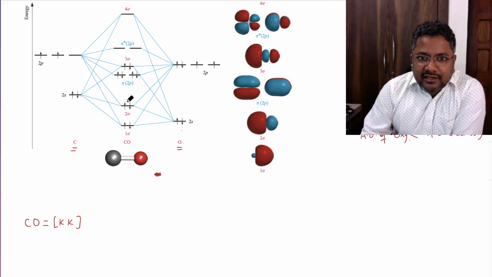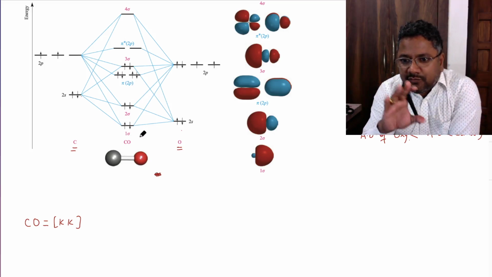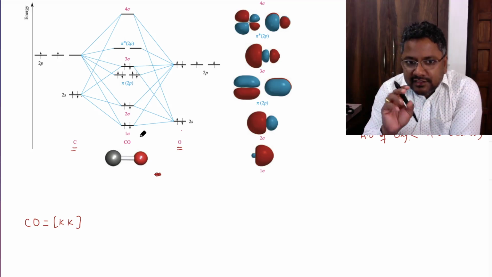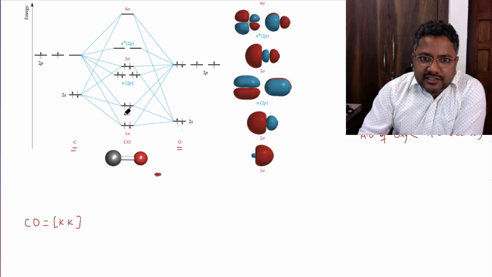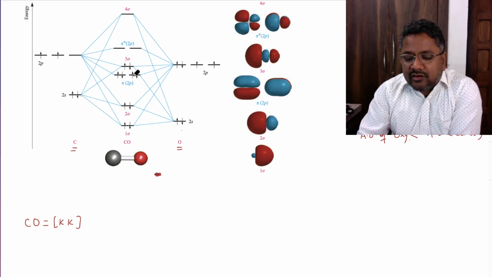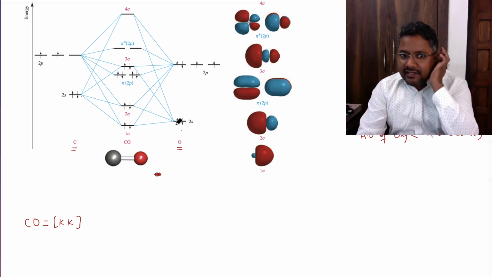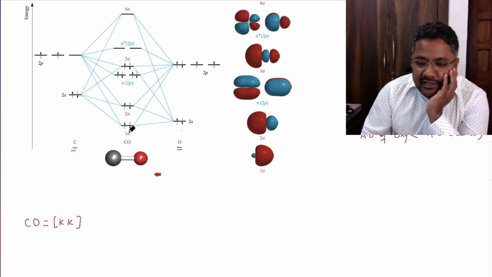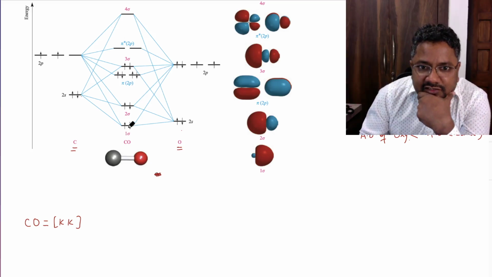See, here it is written 1 sigma. 1 means sigma, not 1s sigma. This is the first sigma bond, this is the second sigma bond, this is the third sigma bond. So first, second, third they have written here. See, in this sigma, suppose we consider this, this is closer to the oxygen lone pair.